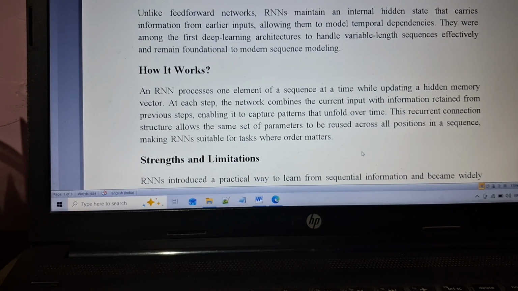How RNN works. An RNN processes one element of a sequence at a time. That means sequential data can be processed one at a time while updating a hidden memory vector. At each step, the network combines the current input with information retained from previous steps, enabling it to capture patterns that unfold over time. This recurrent connection structure allows the same set of parameters to be reused across all positions in a sequence, making RNN suitable for tasks where order matters.